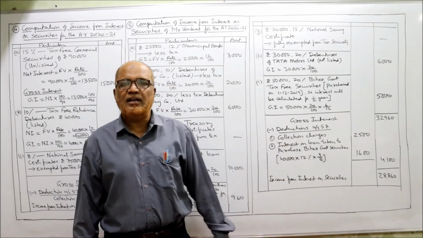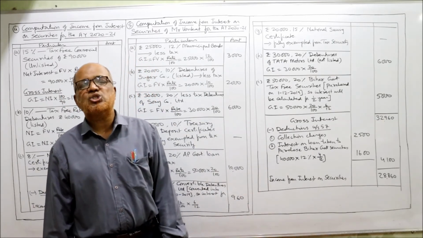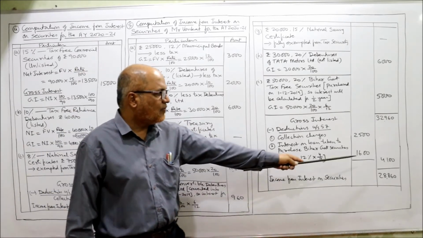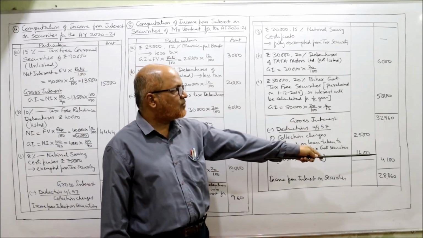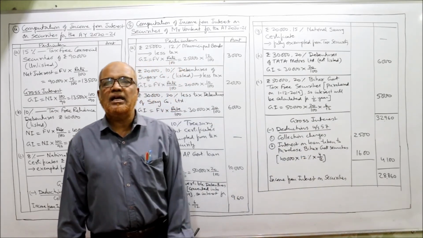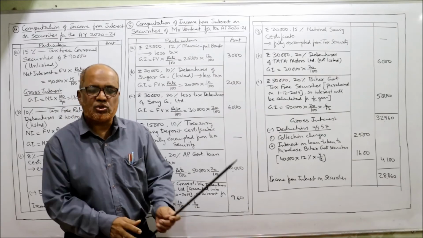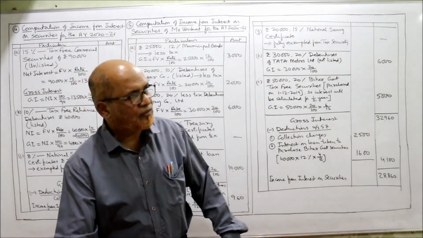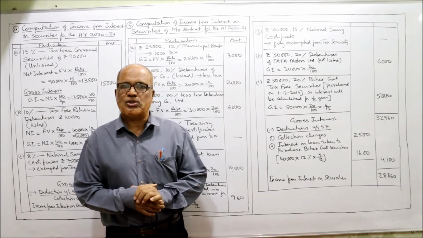So 2,500 is collection charges and 1,600 rupees is the interest on the loan taken. So total deduction is 4,100. Now deduct: 32,960 minus 4,100, you will get 28,860, income from interest on securities. So we have completed 5 problems on income from other sources.